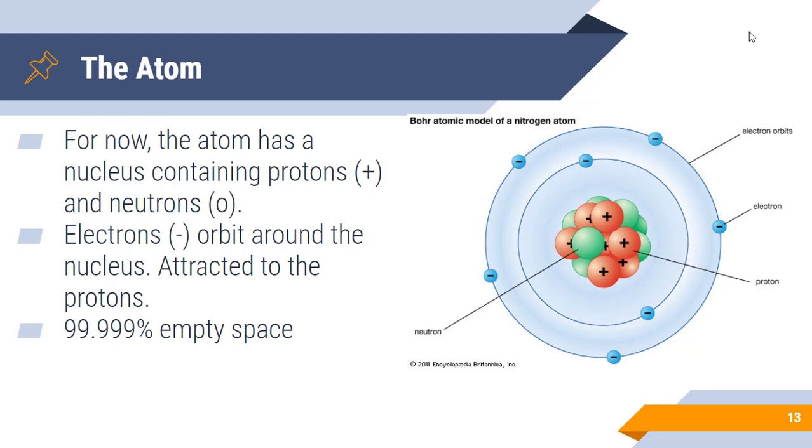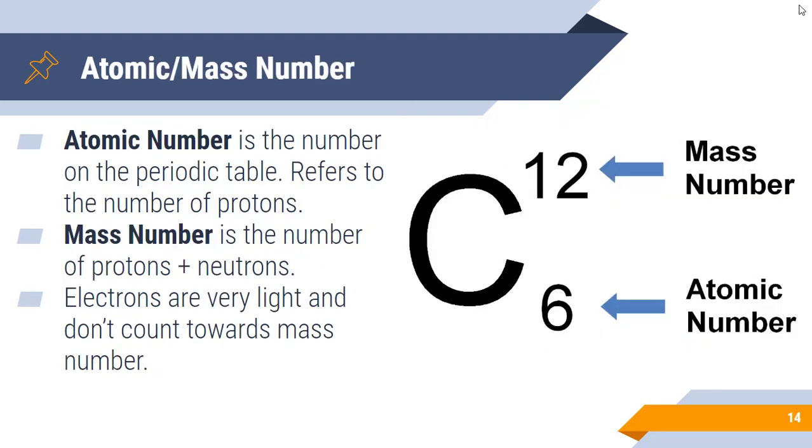And the electrons orbit around the nucleus. They are attracted to the protons. A couple of really important numbers that you need to make sure that you know, the first being the atomic number, which is the number on the periodic table. This just simply refers to the number of protons.